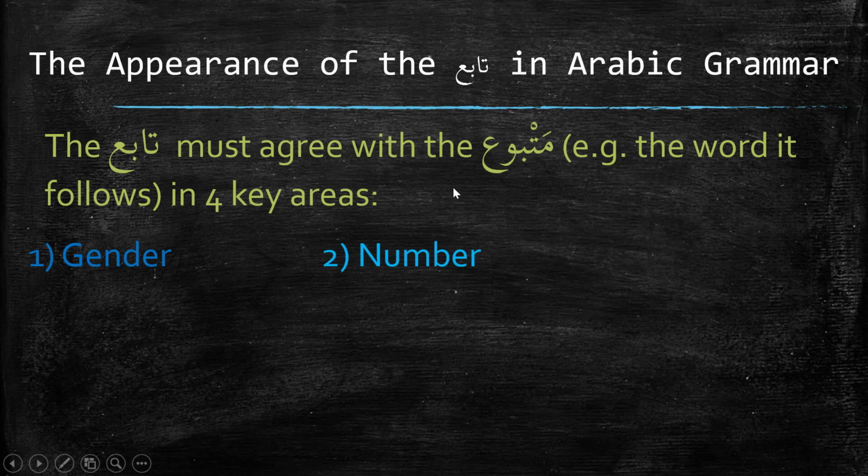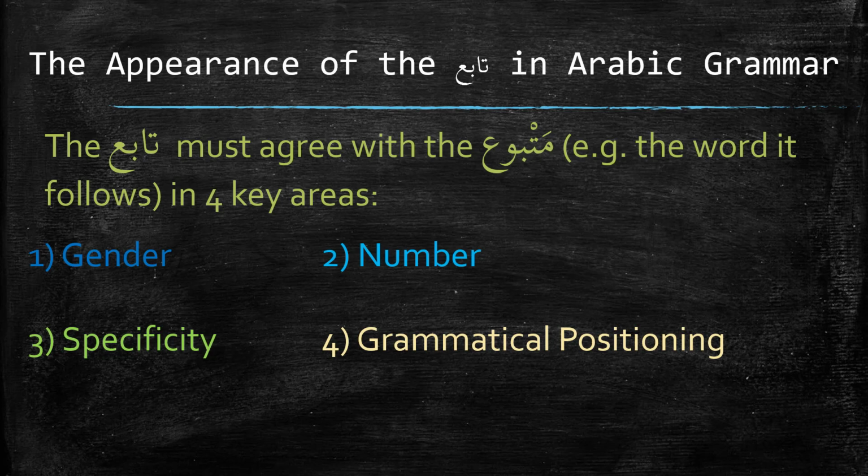Number. If it's singular, it has to be singular. If it's dual, there are 2 of them, it has to be 2 of them. If it's plural, 3 or more, then it has to be plural. Specificity. Specificity means it has to be specific, yani it has to be particular. So if this is specific, then the tabi' has to also be specific. If it's general, like it has tanween, then it also has to be general. It has to follow it in that as well.